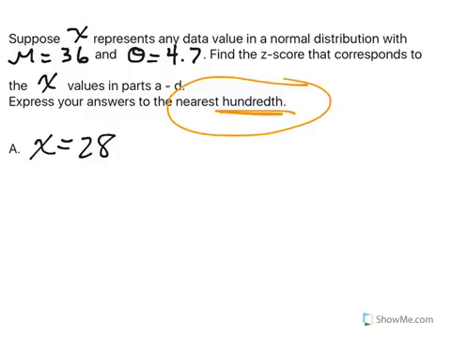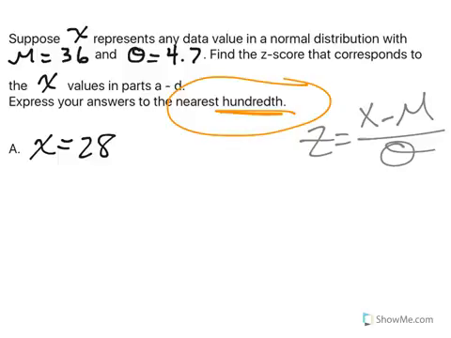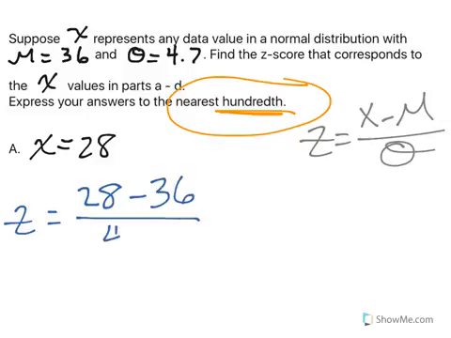So remember that we are going to use the formula z equals data value minus the mean over the standard deviation. So for this particular problem, the data value is 28. We were told the mean is 36 and the standard deviation is 4.7. Now, it is crucial that you do the numerator first. So when I subtract, I get -8.